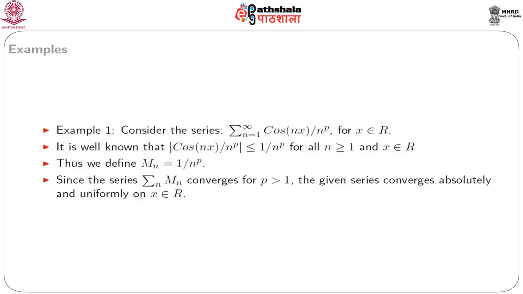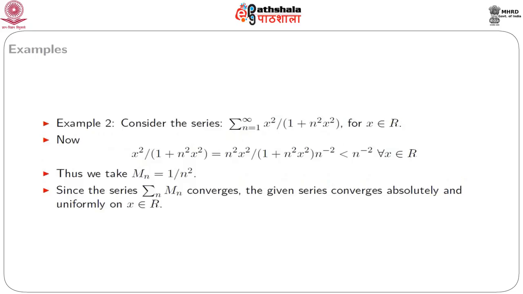So, let us consider some examples. First, consider the series with nth term cos(nx)/n^p. It is well known that cosine functions are uniformly bounded by unity. Therefore, the absolute value of cos(nx)/n^p is less than or equal to 1/n^p for every n greater than or equal to 1. Thus, we define M_n as 1/n^p. Since the series summation of M_n converges for p greater than 1, which follows from the convergence of the p-series, the given series converges absolutely and uniformly for every x belonging to the real line.